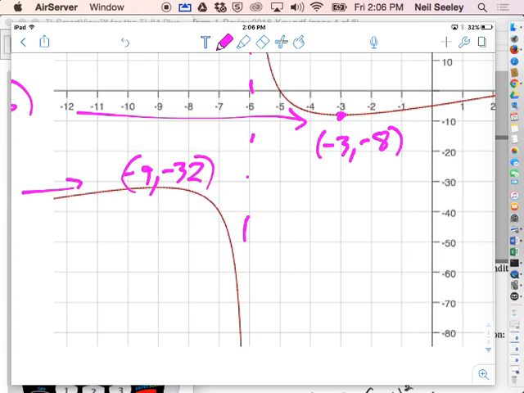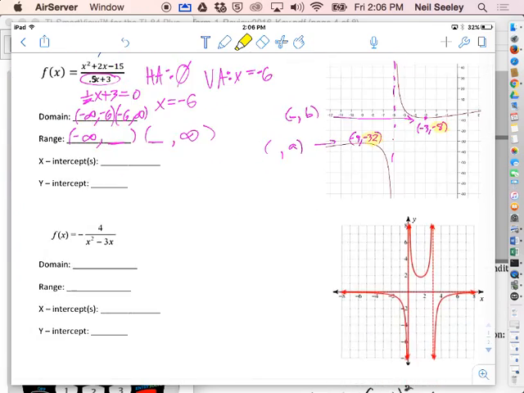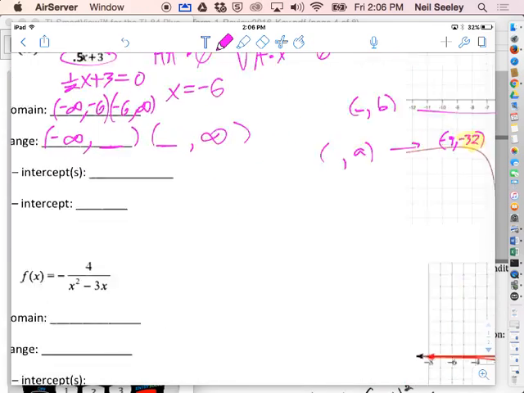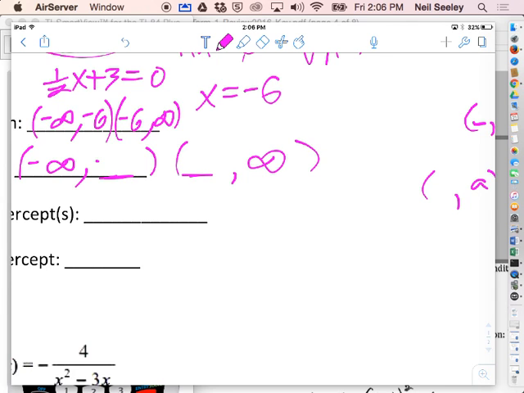So that helps me because now I know that the height of the lower piece goes to negative 32 and the height of the upper piece is at negative 8. Those are the numbers where my range takes a little leap. So I'm going to use those two to my advantage. So here comes the range. Negative infinity to negative 32. And there's a break. Negative 8 to infinity.